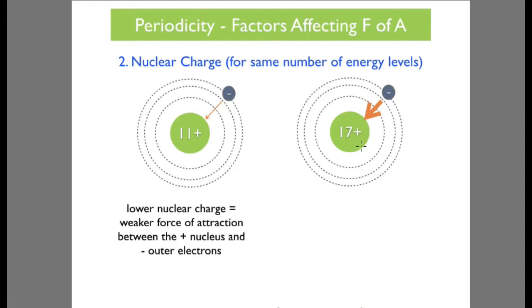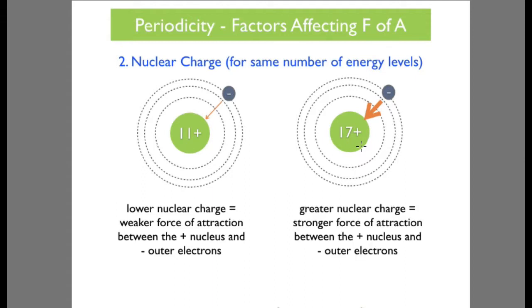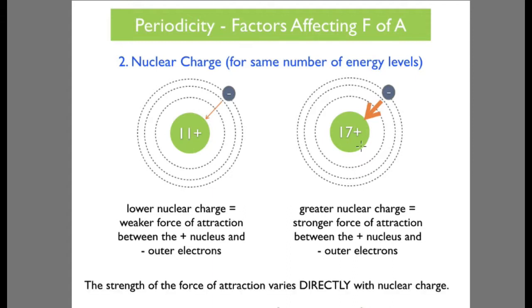So a lower nuclear charge gives a weaker force of attraction between the positive nucleus and the negative outer electrons. A greater nuclear charge gives a stronger force of attraction between the positive nucleus and the negative outer electrons. The strength of the force of attraction varies directly with nuclear charge. As nuclear charge increases, force of attraction increases.